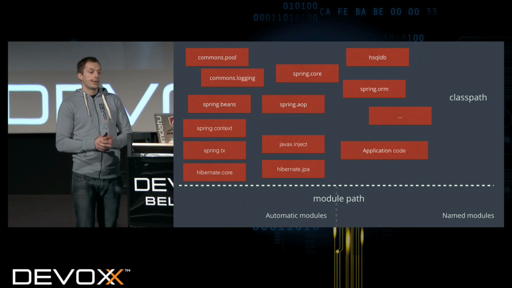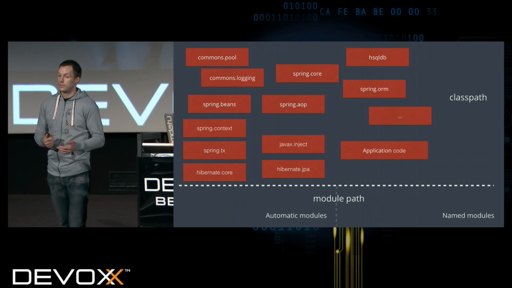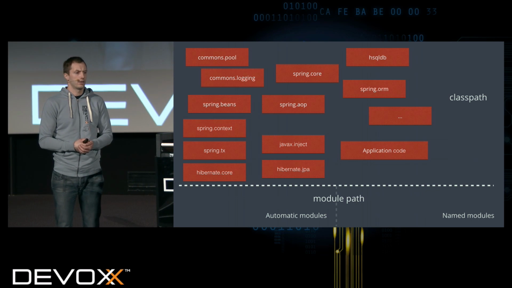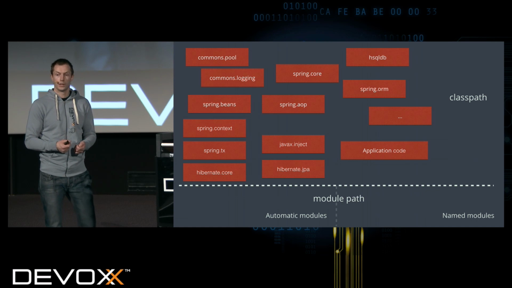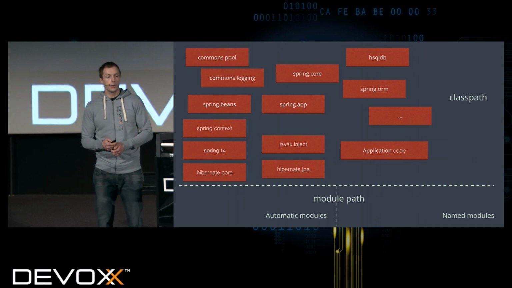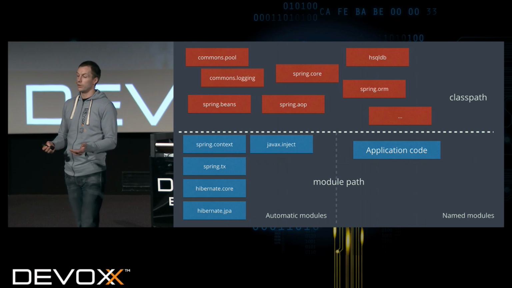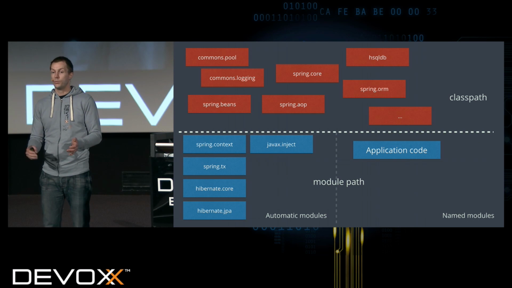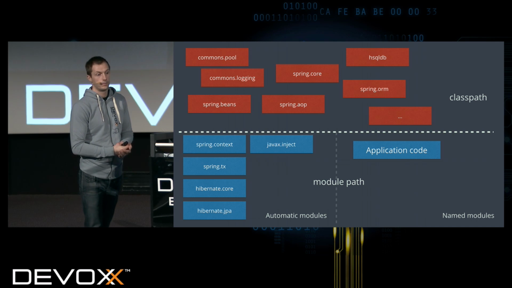So the application currently looks like the picture on the slide. We have a whole bunch of libraries here. I think there's about 30 of them. And then there's our code as well, probably packaged in one or more jar files. So that's the application code. And what I want to do as a first step is migrate our application code towards a single module. And to be able to do so, we'll have to migrate some of our dependencies to automatic modules. But the rest of the dependencies will stay on the class path.